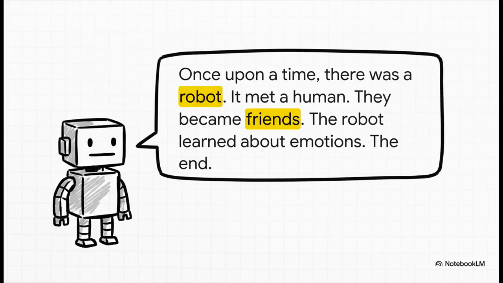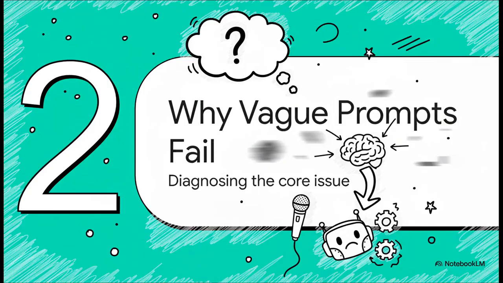I mean, sure, it's technically a story, I guess, but it's so lifeless, it's generic, and it has absolutely none of the character or conflict or emotional depth that makes you want to read something. And that is the generic robot problem. So here's the crucial thing to understand. This is not a failure of the AI's creativity. Not at all. It's actually a failure of our instructions. The AI is basically just a mirror, and it's reflecting the exact lack of detail that we gave it.